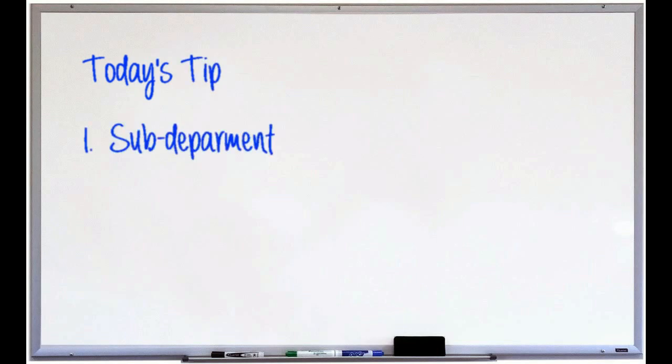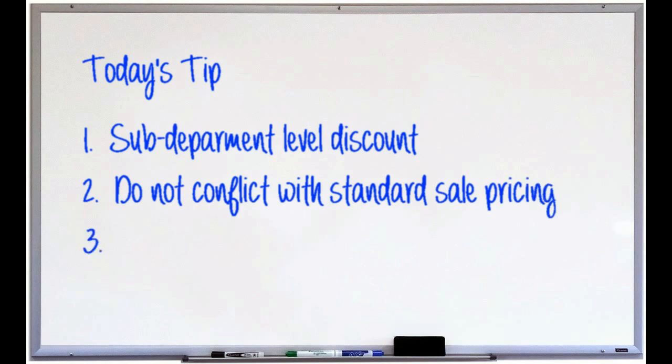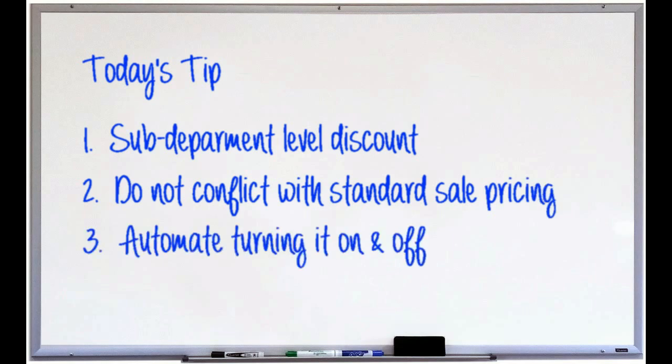Now, when this request first came in, there were some goals attached to it. First and foremost, the retailers wanted to ensure that they could keep that sub-department level discount. We can do that. Next, they wanted to make sure it didn't conflict with any standard sale prices. And finally, they wanted to automate this baby so they didn't have to touch the system every single month or every single week. So let's jump into this thing and see what we can do.